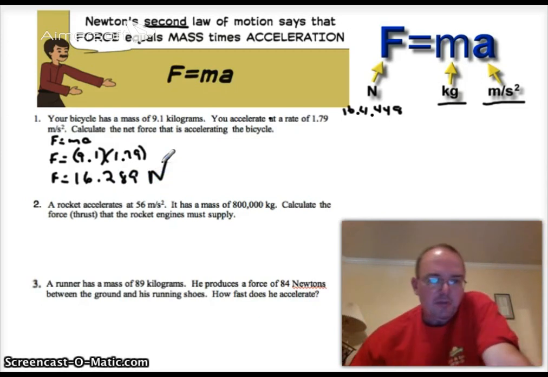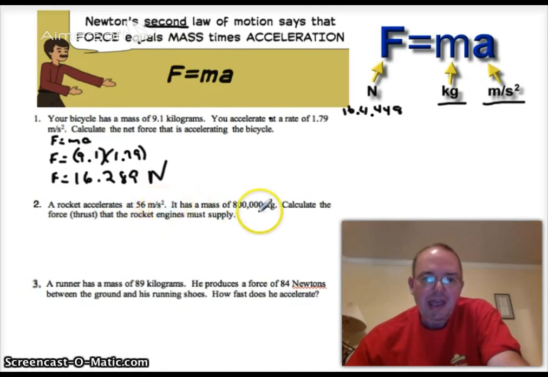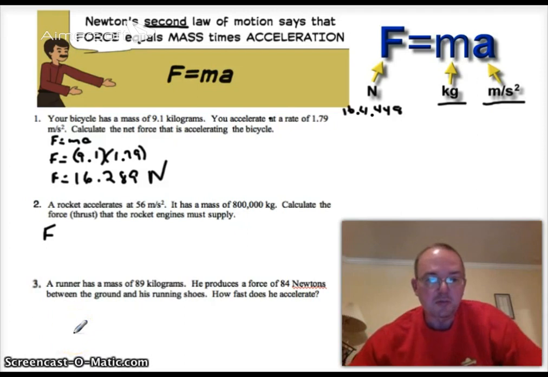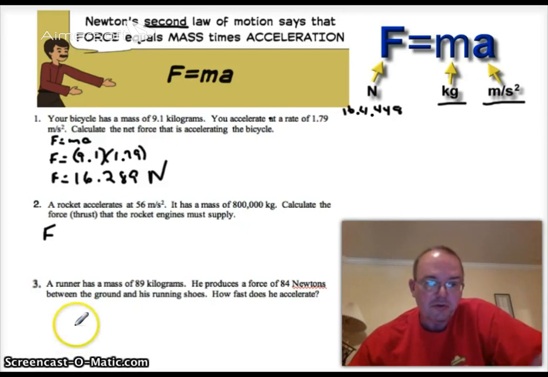Now we have a number 2 and we have a number 3. Number 2 is meter per second squared and 800,000 kilograms. So on your own, we do not have any questions with this particular video, but I'm going to have you turn in number 2 here. You need to calculate the force. It's just multiplying it out. Now number 3 is a little bit different. I'm going to have you do that one also. So 2 and 3 you show me for your homework.